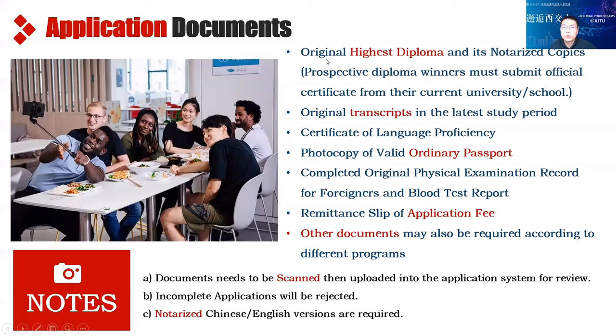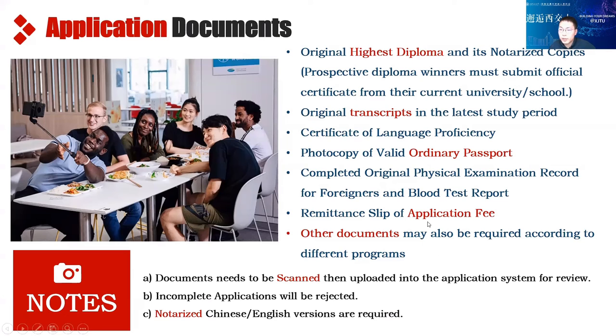The first one you should prepare is your original highest diploma and its notarized copies. The second one is your original transcripts in the latest study period. The third one is your certificate of language proficiency. And next one is the photocopy of your valid ordinary passport. And the next one is a completed original physical examination record for foreigners and a blood test report. I want to mention here that you can download the form and use it to do the full check in your local hospital.